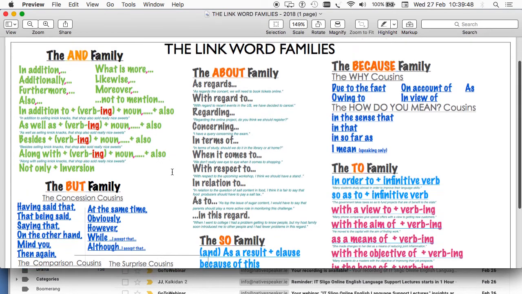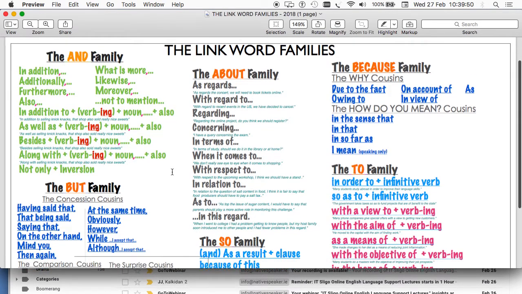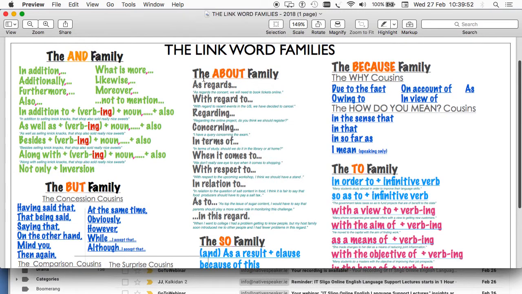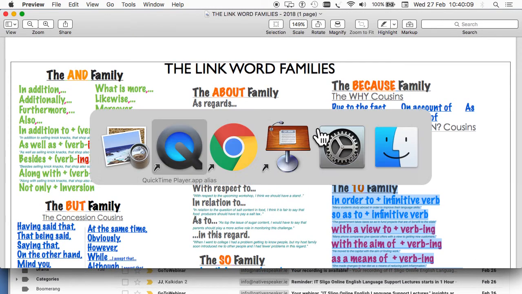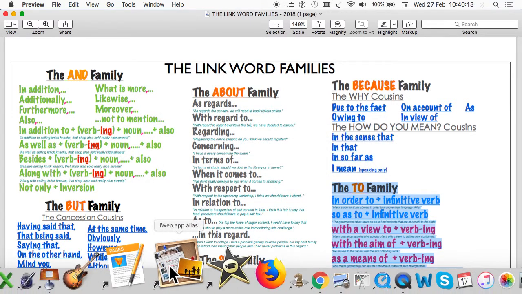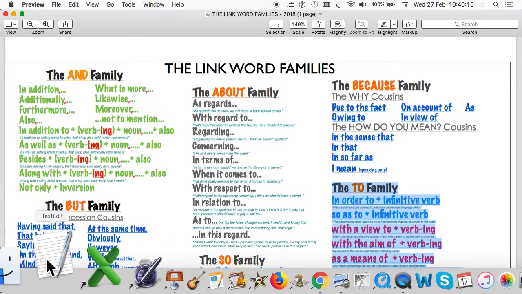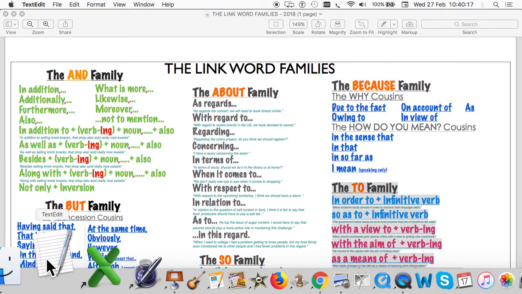Okay, so we're looking at a quick recap of the link word families from last night. Here you can see that we talked about the about family, and this is very useful when we're introducing phrases. And we also looked at the to family, which looks at the reason for intent. So these were the two families we looked at, and then we looked at how to create sentences with these. So we'll bring up an example that we covered in your lessons yesterday evening.